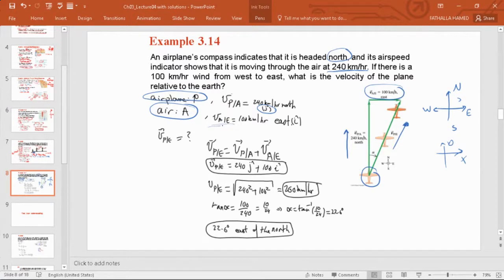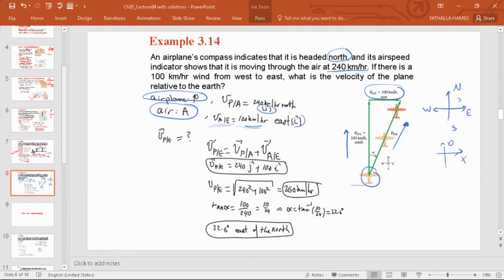And the speed of the air relative to the Earth, the wind is blown relative to the Earth, and we use A here for the air, and the air is moving east at 100 kilometers per hour, and I use the symbol I hat for it here. So again, the velocity of the plane relative to the Earth will come from the velocity of the plane relative to the air plus the velocity of the air relative to the Earth. So you're combining these two to give you your velocity relative to the Earth.